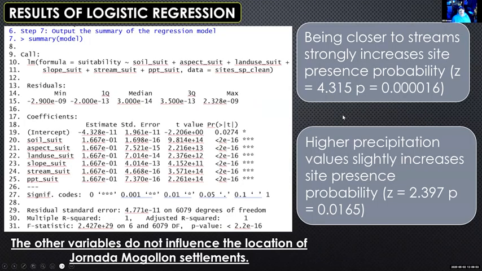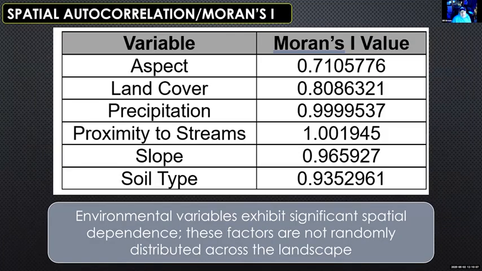As I was saying, the only 2 variables that mattered were proximity to streams, which strongly increases the presence probability, and precipitation, which slightly increased the chance of there being a site. And the Moran's I results show that all the environmental variables exhibit significant spatial dependence, meaning that they're not randomly distributed across the landscape, so similar values in any one of these will be located next to similar values in the same variable.